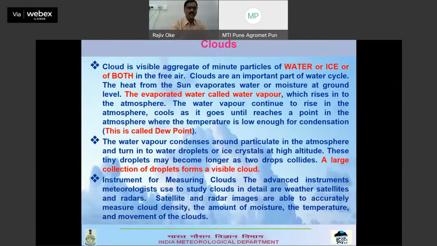The water vapor condenses around a particulate in the atmosphere and turns into small water droplets, and ice crystals at high altitude. At lower altitude there may be water droplets, at high altitude there may be ice crystals. These tiny droplets may become bigger as two drops collide. Gradually small drops accumulate and a bigger drop is ready, and it is visible. These small drops condense a little bit more and get the visual form of the cloud.